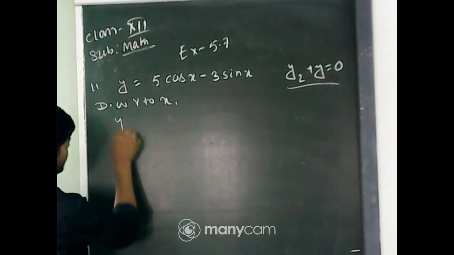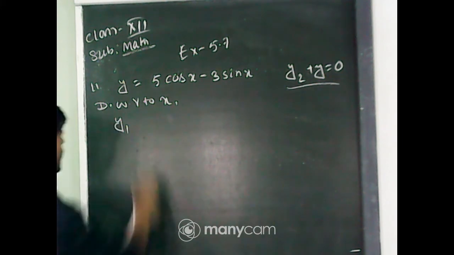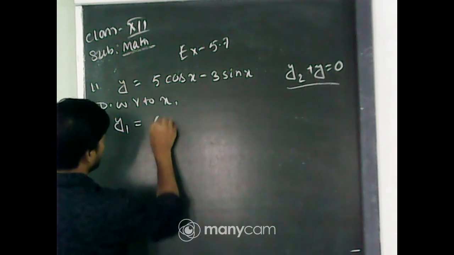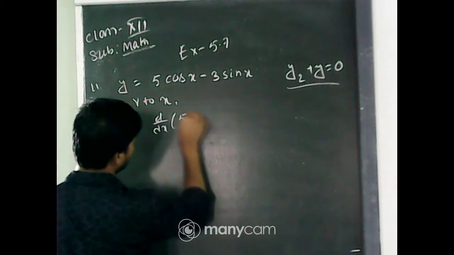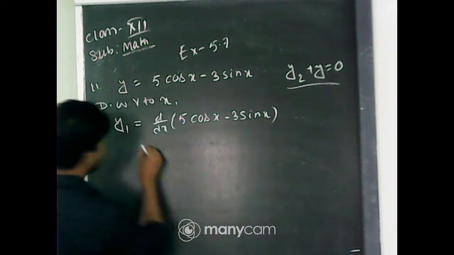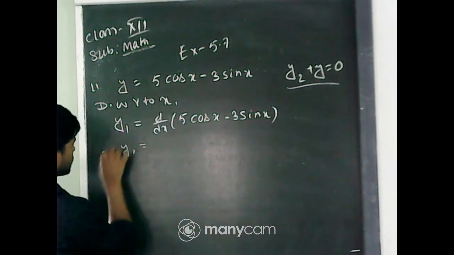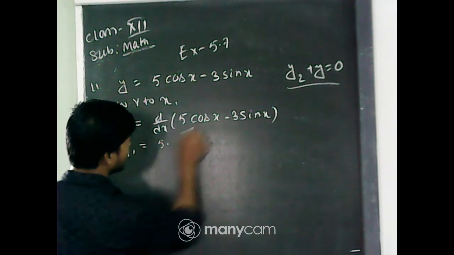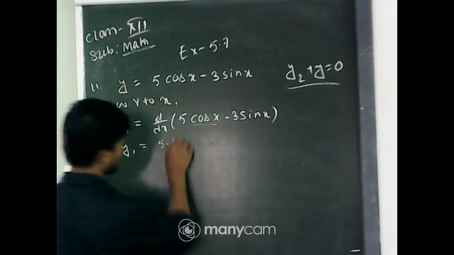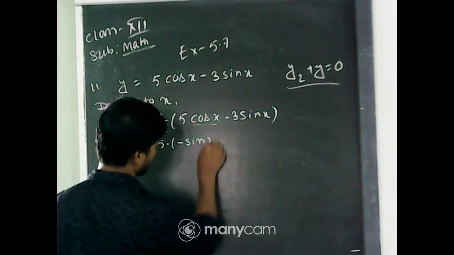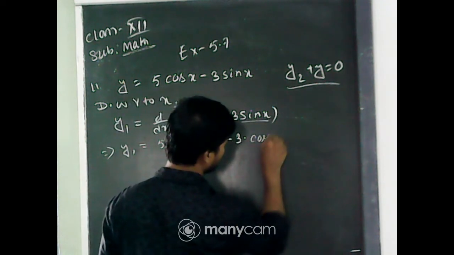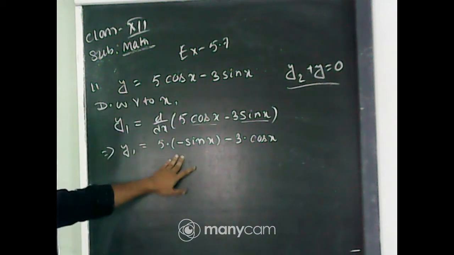So differentiating y, which gives y1, is the derivative of 5 cos x minus 3 sin x. That will be y1 equal to 5 into the derivative of cos x. We know that the derivative of cos x is minus sin x, minus 3 into the derivative of sin x, which is cos x. So this is the first derivative.